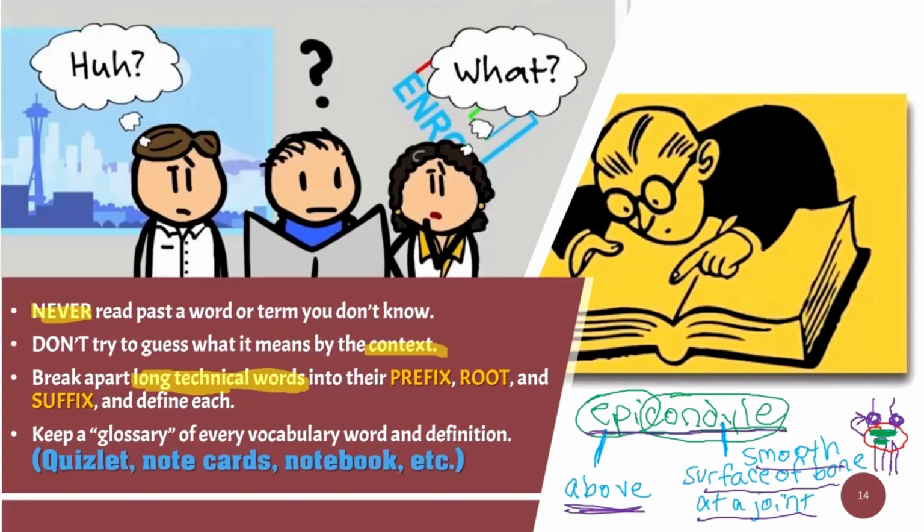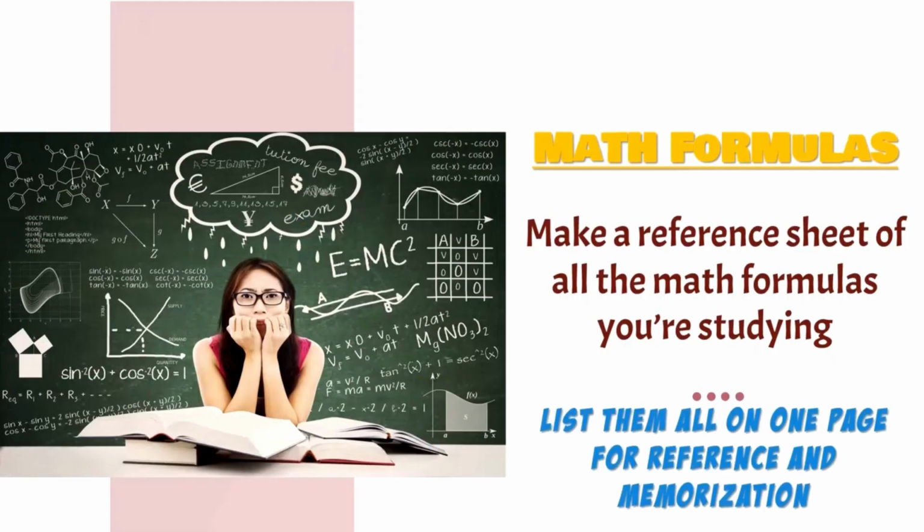So as you can see, if you break it up into a prefix and its root word, you can piece the information together and understand more about what an epicondyle actually is. Same goes for math formulas. You want to make a reference sheet of all the math formulas you're studying, whether you're in a math class or you're in chemistry. Chemistry is a big one too.